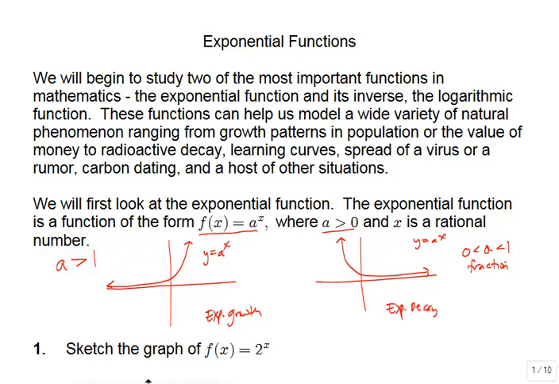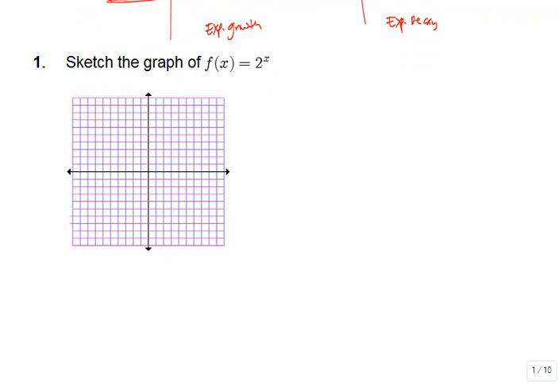So let's see how we would actually get these shapes, these growth and decay graphs. So we're going to start with a very basic function, f of x equals 2 to the x. So this is an exponential function that has a base of 2. Since that's bigger than 1, we would expect to see a growth type shape. But if you didn't have any idea how to graph it, then the only place to start is with a table. So we're going to make a table of x and y values where our y values are coming from this formula 2 to the x.